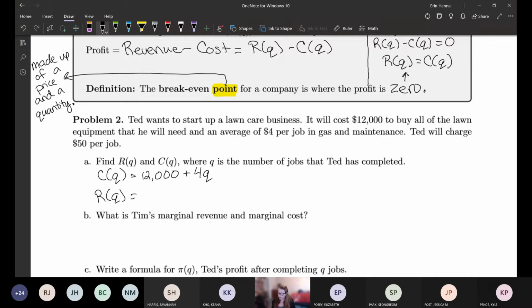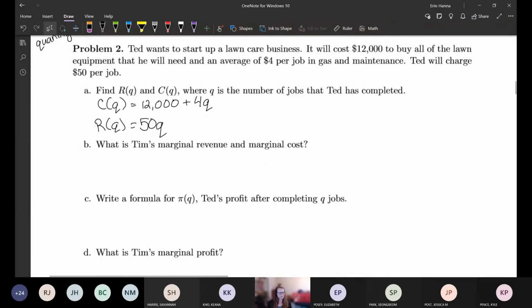Whereas the revenue is the amount of money he's going to make. So if he charges $50 per job, price times quantity will give us 50Q. And that's it for revenue. Revenue is my favorite because it's usually pretty easy, for these linear ones at least.